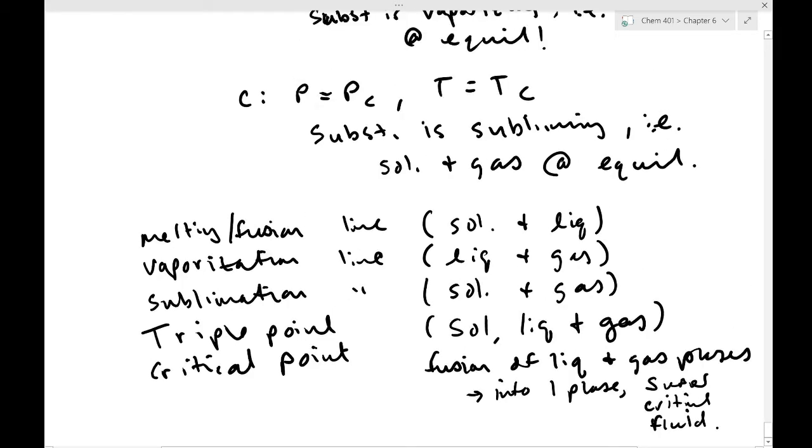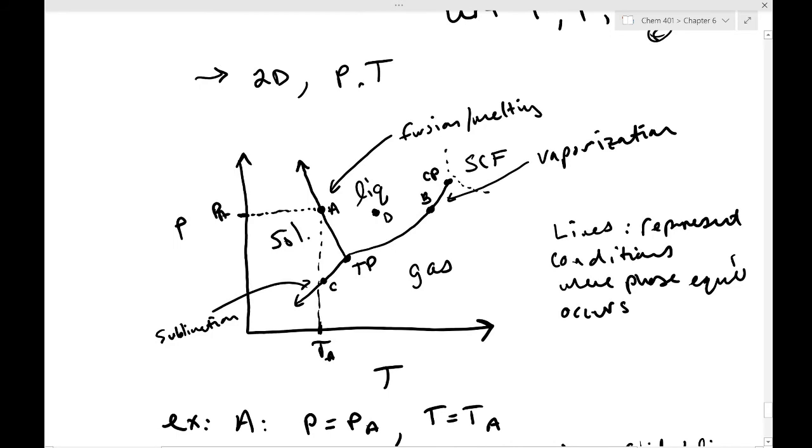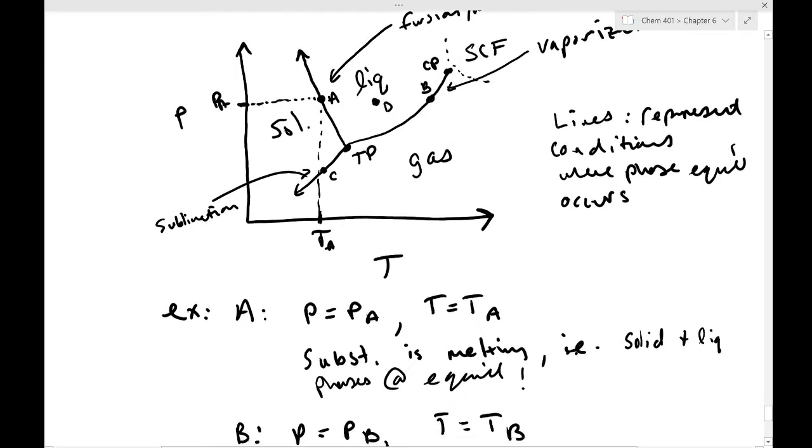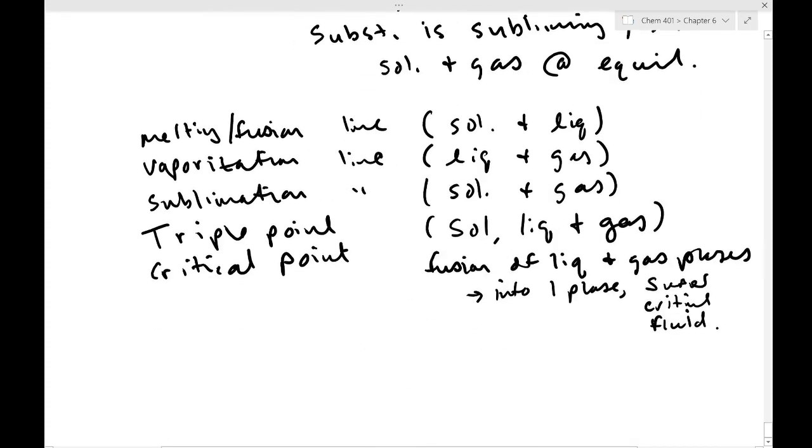Okay, and then finally we have point D up here, right? I drew a point D right in the middle. So if we have a pressure of PD and a temperature of TD, we only have one stable phase. This is right in the middle of the liquid, so we know that the stable phase there at point D is a liquid. Okay, so if we have pressure of D and temperature of D, that is a stable liquid phase.